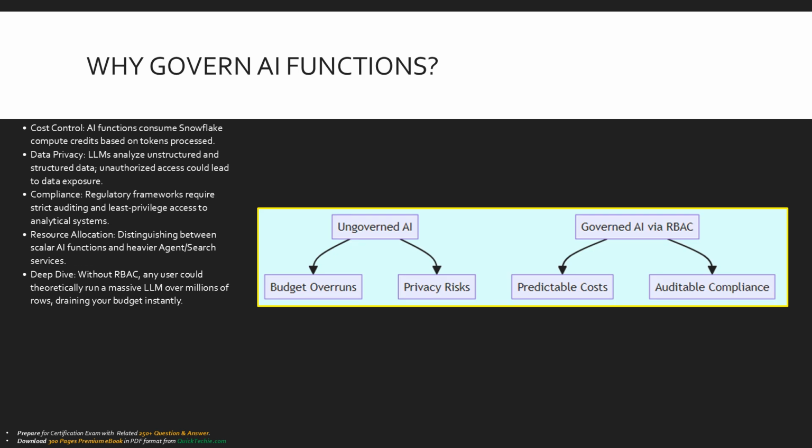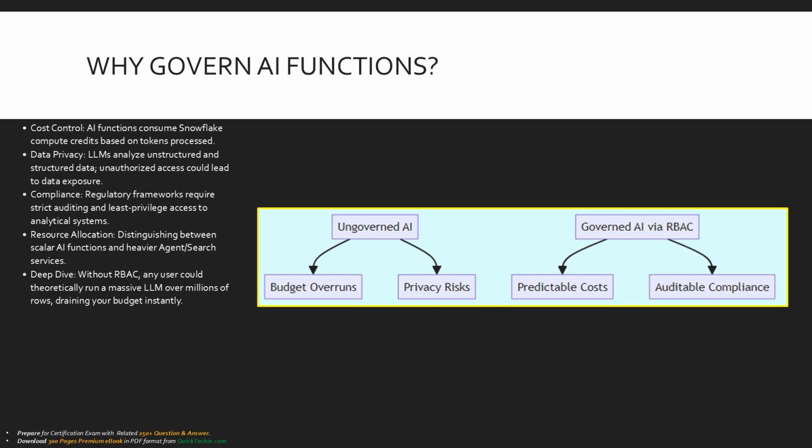Why should we care so much about governing who can run AI functions? There are three massive reasons: cost, privacy, and compliance. First, let's talk about cost. Cortex AI functions consume compute credits based on the number of tokens processed. If you don't govern this, a junior developer could accidentally run a 400 billion parameter model against a billion row table, burning through your budget in minutes.